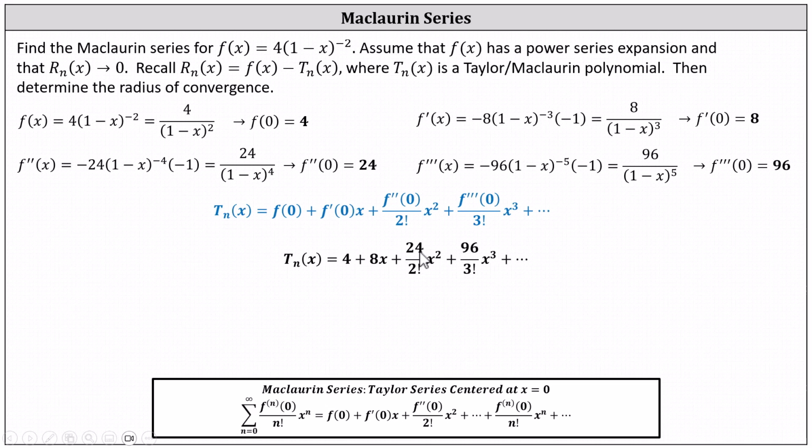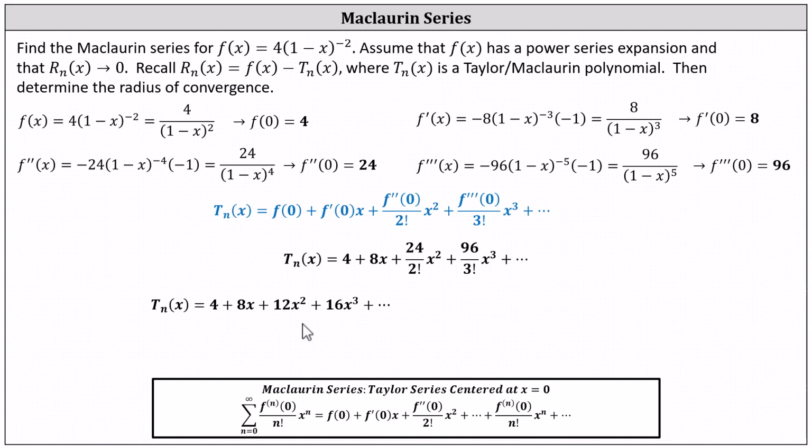Now let's simplify the fractions with the factorials. 2 factorial equals 2, 24 divided by 2 is 12, and 3 factorial equals 6, 96 divided by 6 is 16. We now have the Maclaurin polynomial T sub n of x equals 4 plus 8x plus 12x squared plus 16x cubed, and so on. Hopefully we have enough terms to recognize the pattern to write the Maclaurin series. Notice we have 4, 8, 12, 16, and so on, which would form an arithmetic sequence.